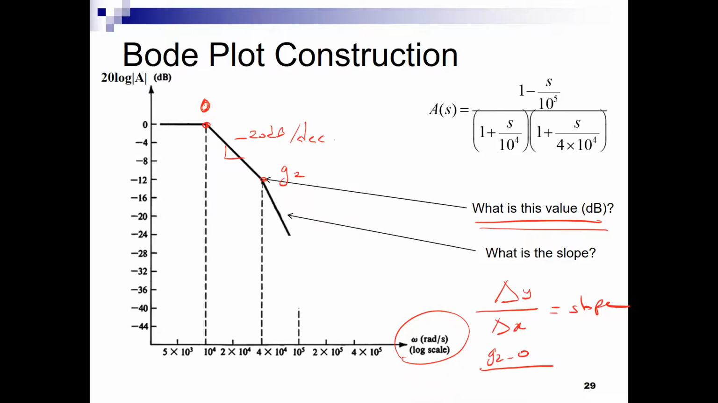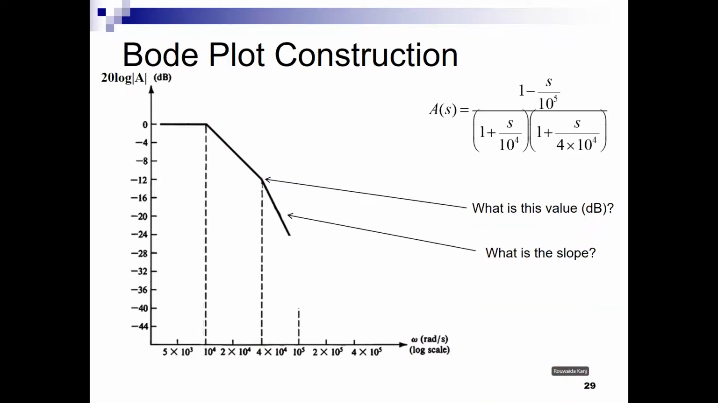Delta x is log of omega 2, which is 4 times 10 to the 4, minus log of omega 1. So here I take log of omega 2 minus log of omega 1. What is omega 1? This is reference point 2, and this is reference point 1. It is 10 to the 4.